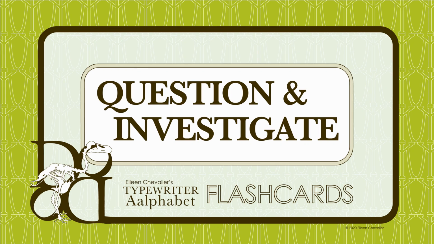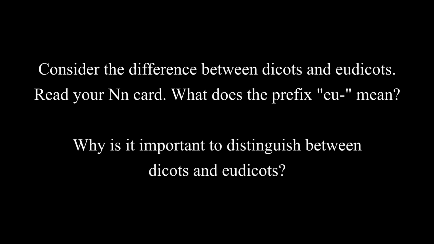All right, so might have already answered our first question. Question and investigate. Consider the difference between dicots and eudicots. Check. Read your end card. What does the prefix "u" mean? Why is it important to distinguish between dicots and eudicots?